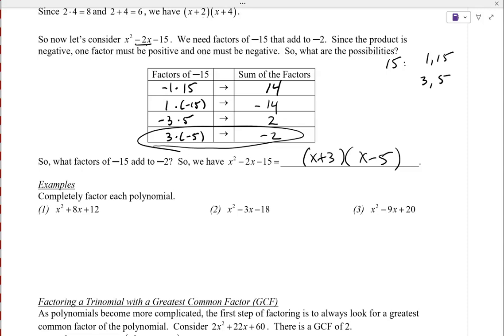So far, so good? Or so far, so bad because you hate it? It's okay too. You can hate it, we still have to do it. Okay. All right. Let's look at the next one.